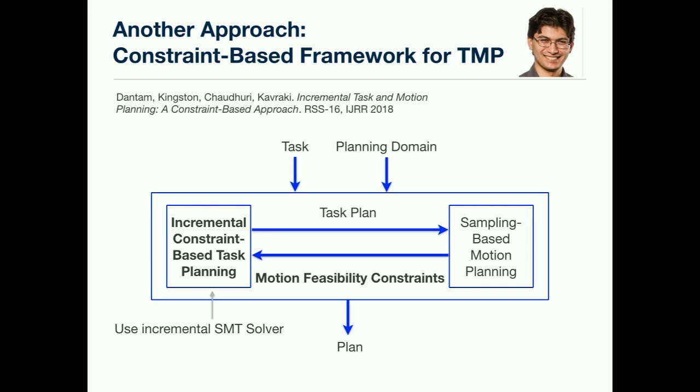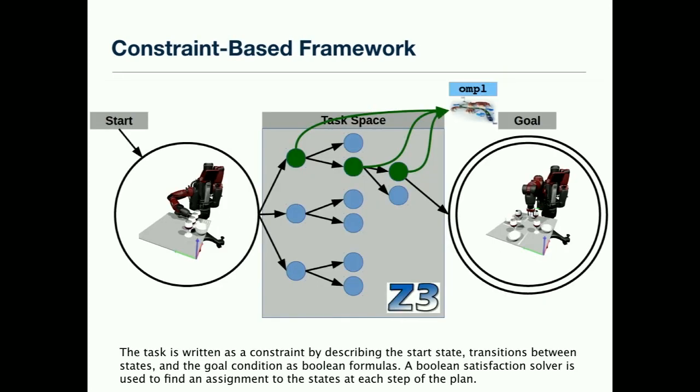Again, the idea is that you have the task, you have the planning domain, but you encode everything as a constraint, and you use an incremental solver, a satisfiability solver, to satisfy the constraints. Let me explain this to you. The sampling was done again using motion planning. So the idea here is that the task is written as a constraint.